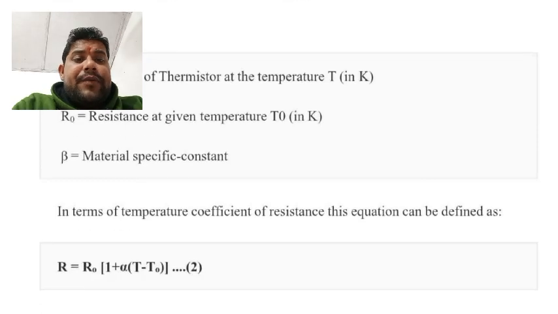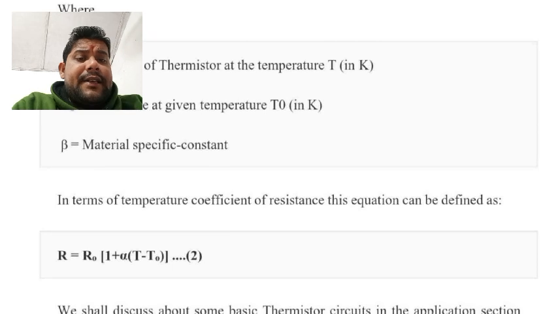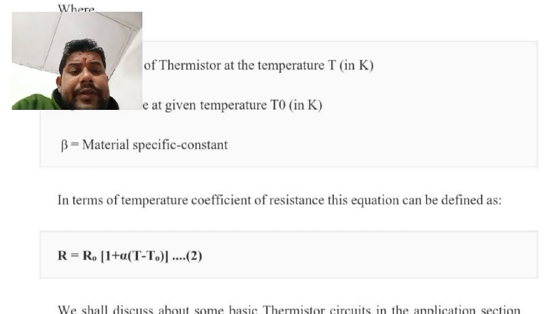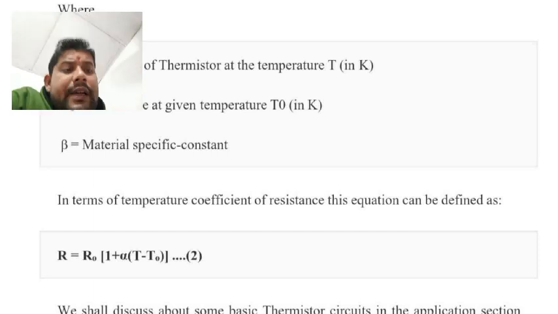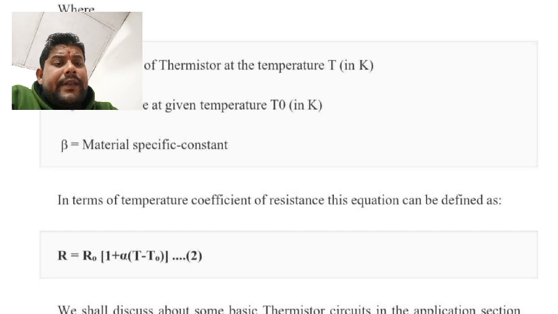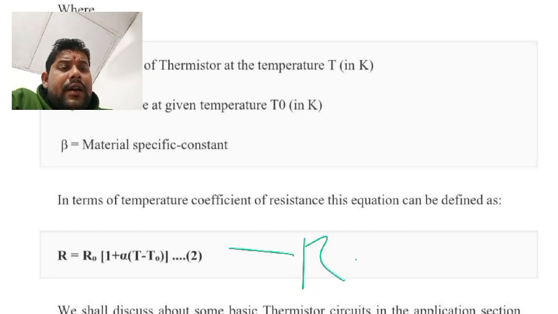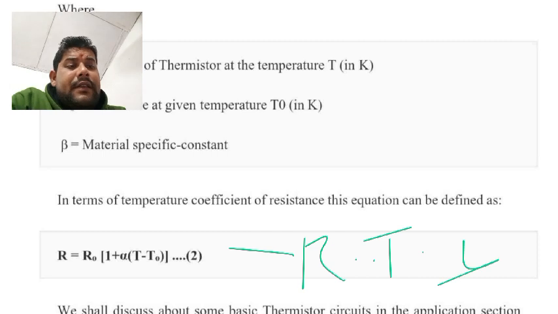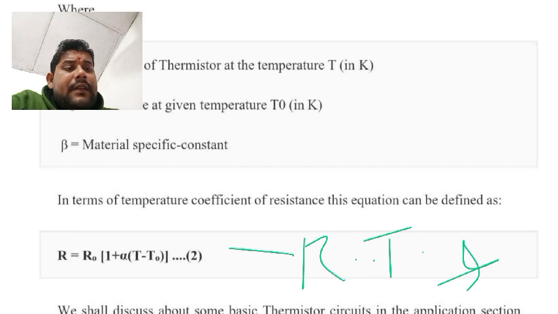In terms of temperature coefficient of resistance, this equation can be defined as R = R0 into alpha. Generally this is the equation defined in terms of RTD, alpha into RTD.